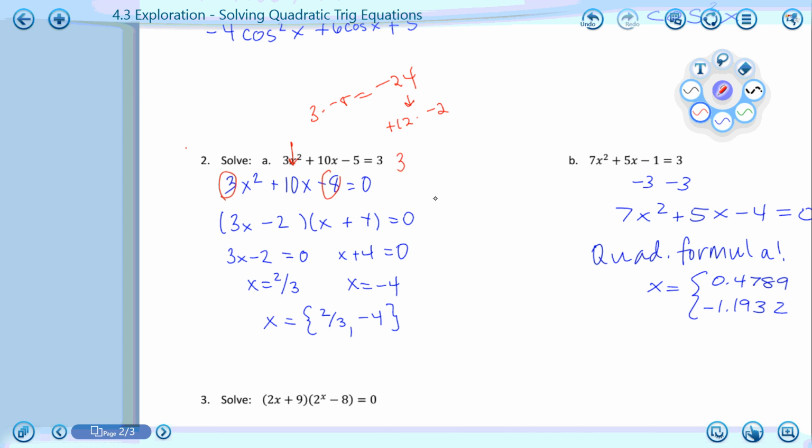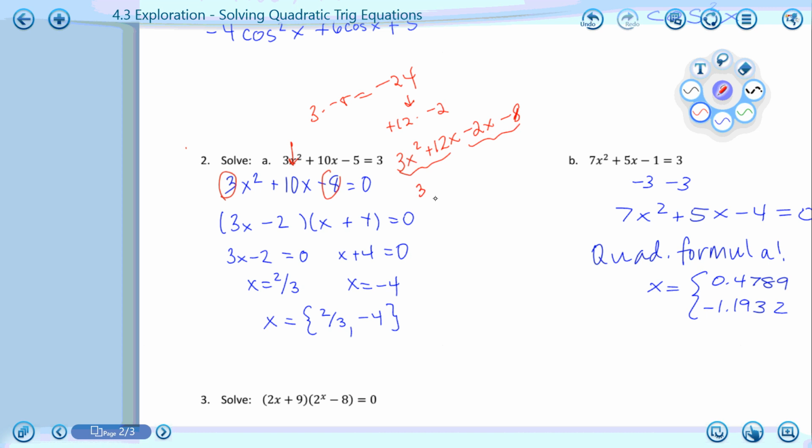So let me show you what I mean. 3x squared, and then instead of writing plus 10x, I'm going to write plus 12x, minus 2x, minus 8. And then I want to factor this by grouping. I want to look at the first two terms and the last two terms, and for each of those I want to factor out the greatest common factor. So what's the greatest common factor for 3x squared and 12x?